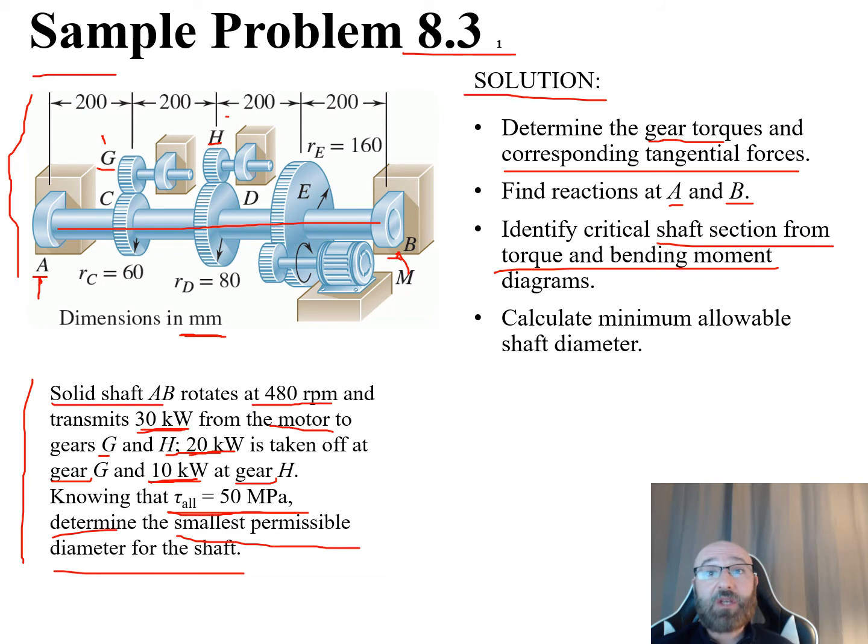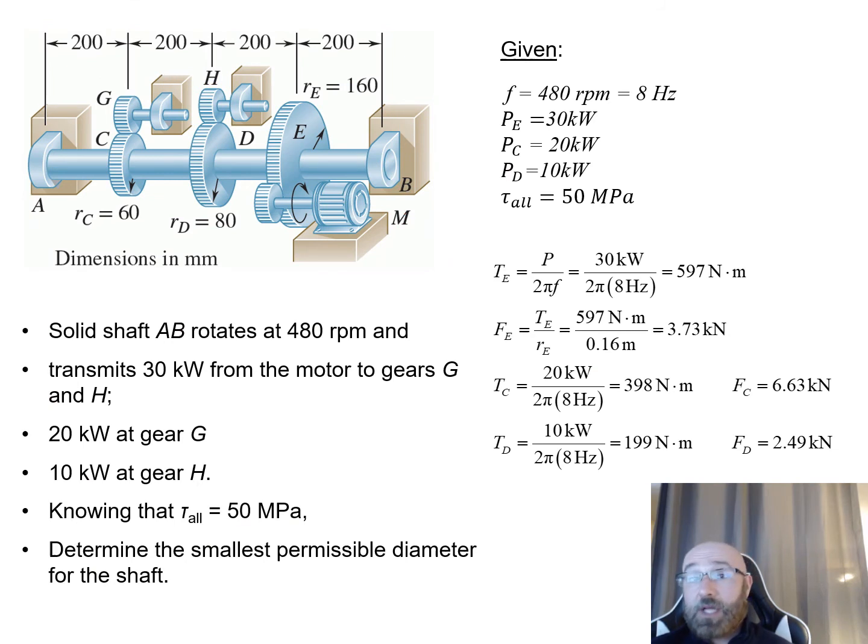And last, we'll calculate that minimum allowable shaft diameter that the problem statement asks us to solve for. So now let's break down the given information from our diagram and our problem statement and come up with our list of givens over here. Our frequency, when we change it from RPM to Hertz, is 8 Hertz. P is 30 kilowatts when we're acting at E, then 20 kilowatts at G and 10 kilowatts at H.